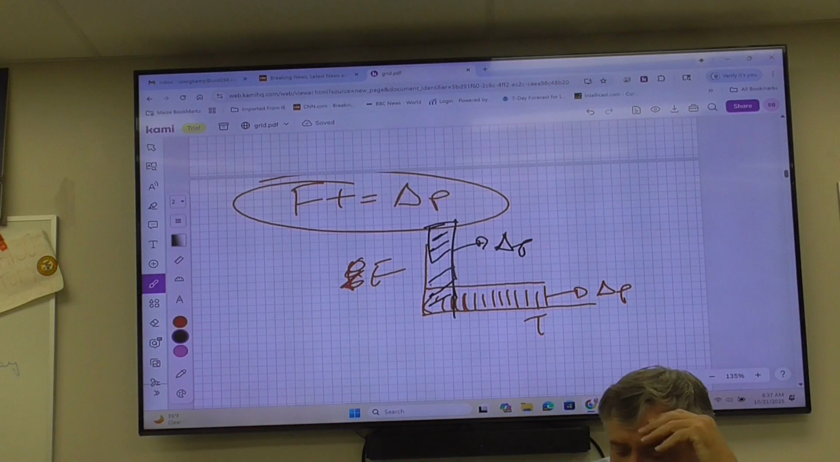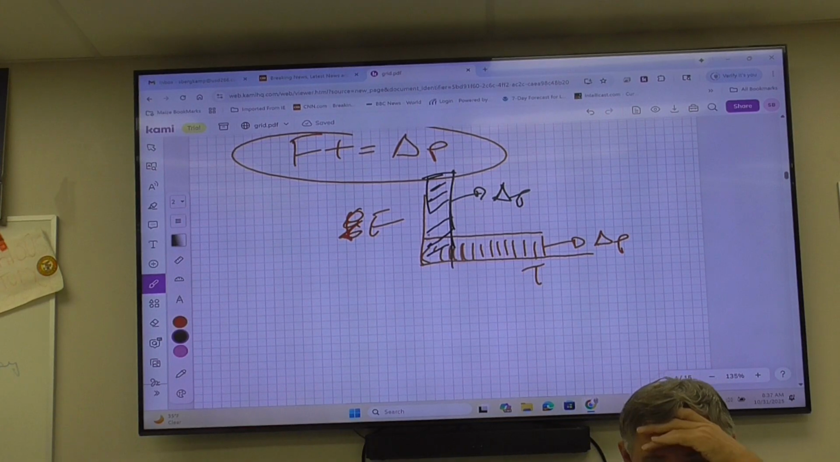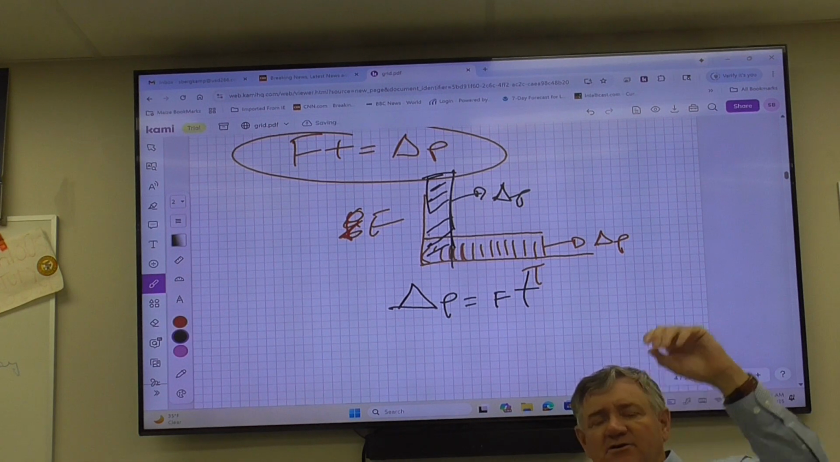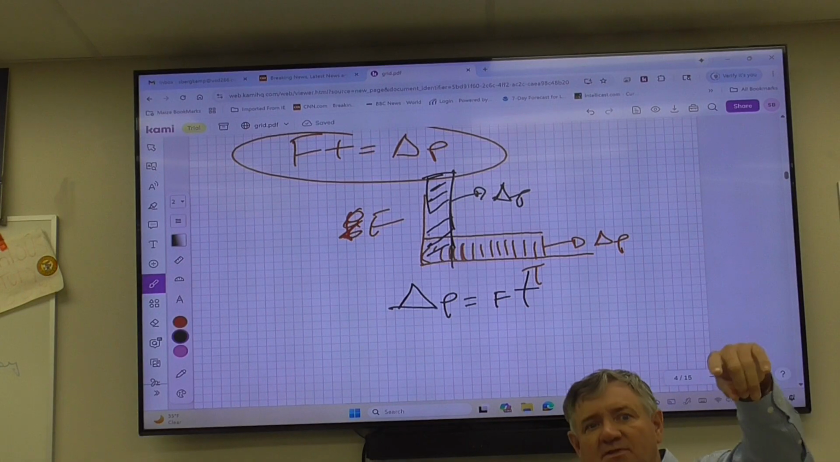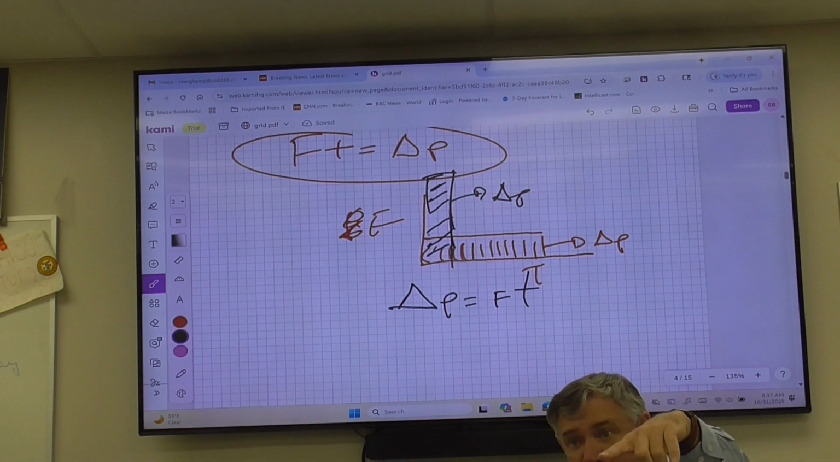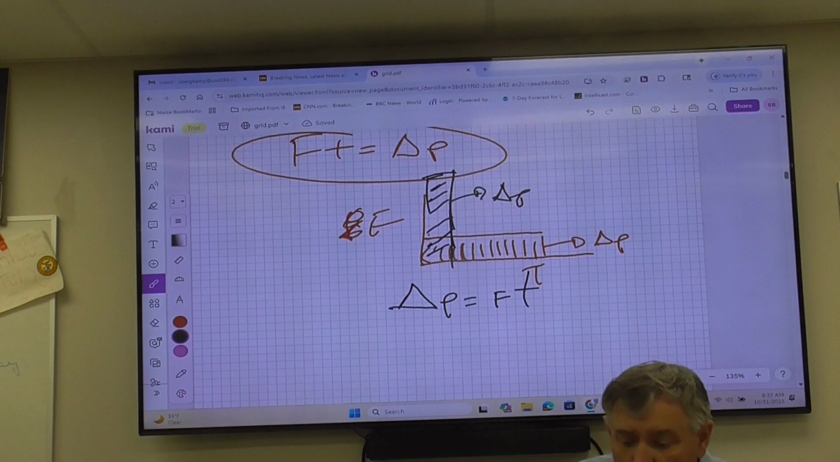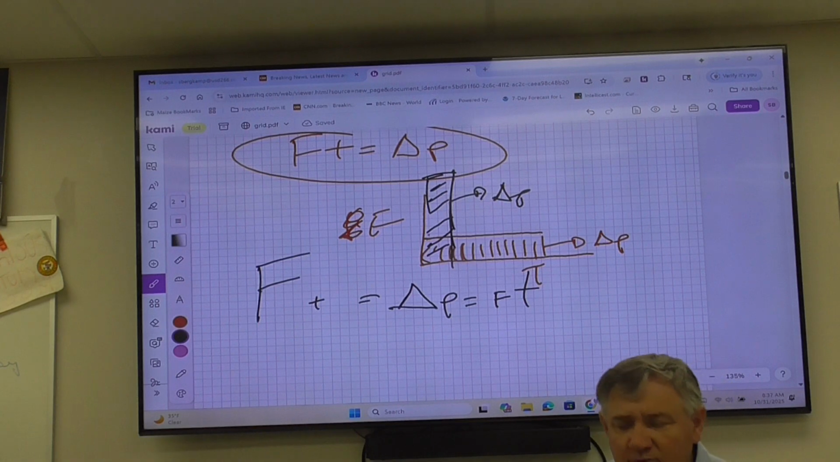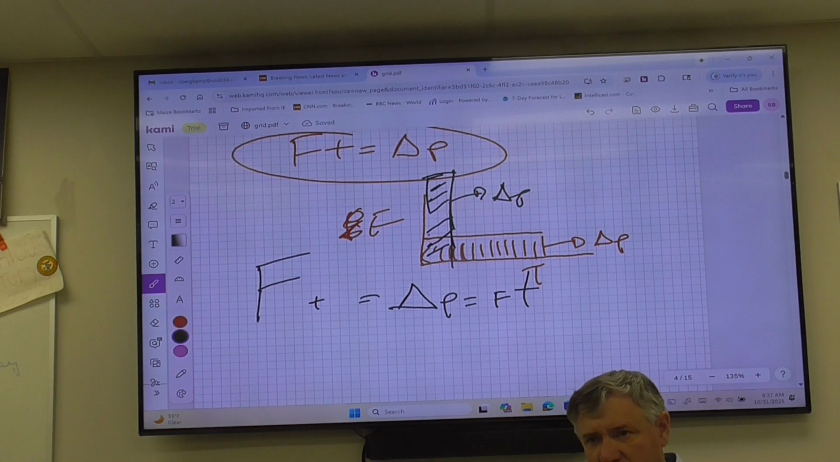Okay? So this is where you have to focus on what's staying the same. If the change in momentum is the same, I can make this happen one of two ways. I can either have a small force act over a long period of time, like when I threw the egg into the blanket, okay? Or I could have a small amount of time, but that's going to require more force.